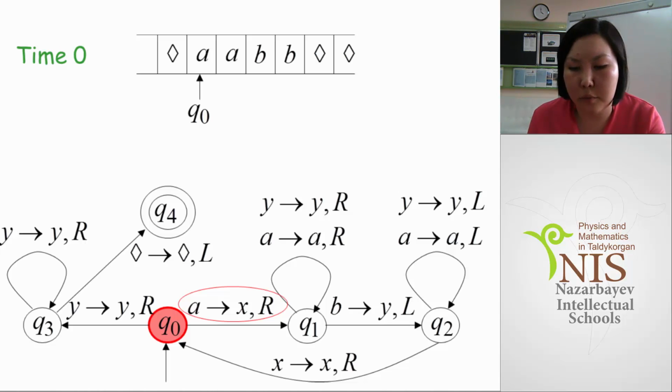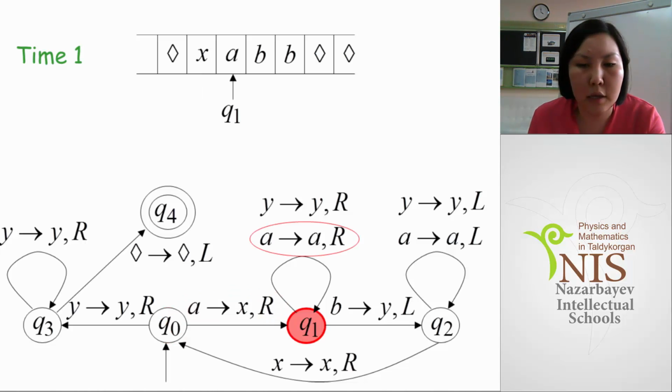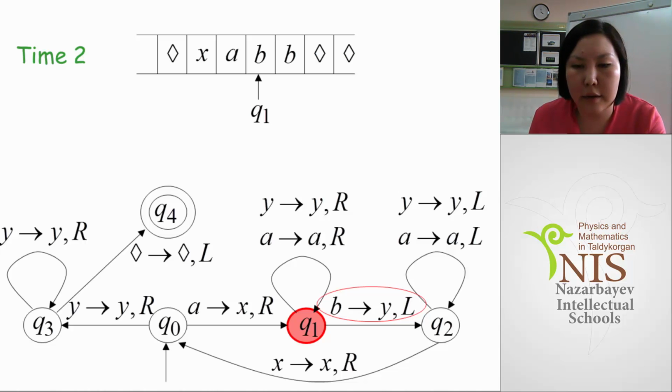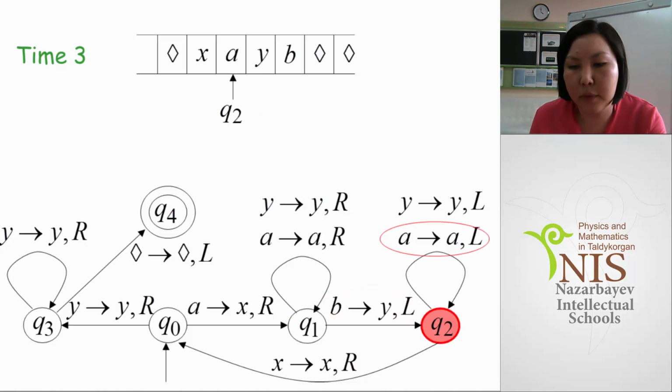Just look at the diagram below. If it finds A in state Q0, it will change it to X, go right, and change the state to Q1. Next step, it leaves A, goes right, changes B to Y, goes left, just to look: are there any B's or Y's?